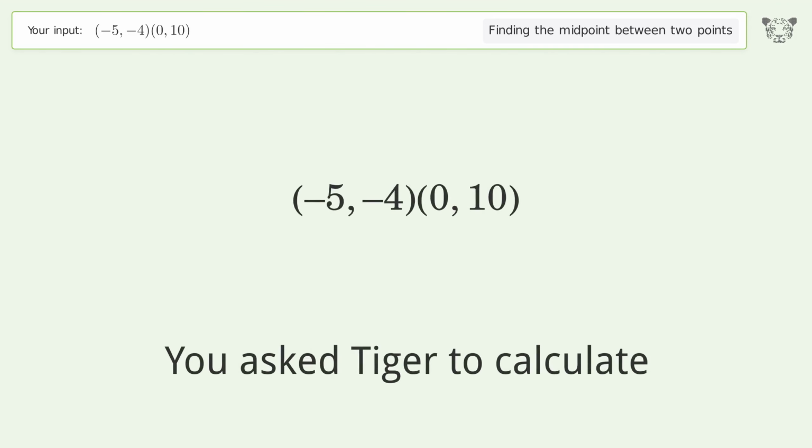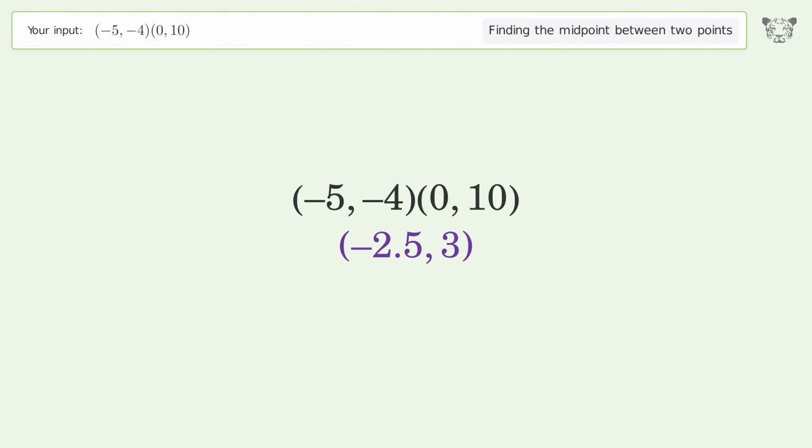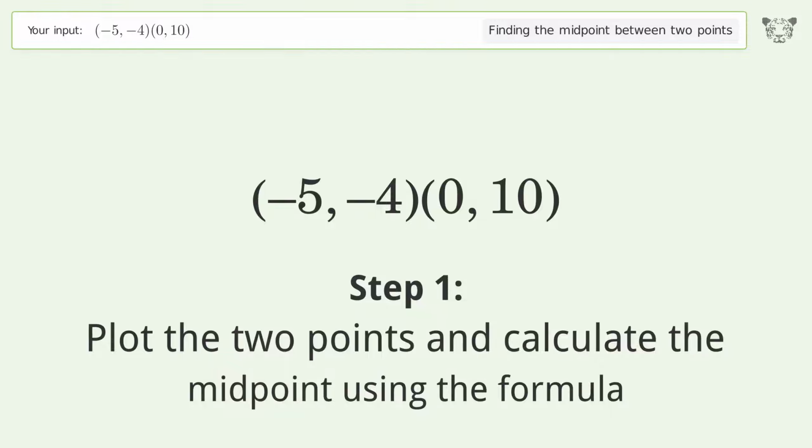You ask Tiger to calculate. This deals with finding the midpoint between 2 points. The midpoint between the 2 points is -2.53. Let's solve it step by step. Plot the 2 points and calculate the midpoint using the formula.